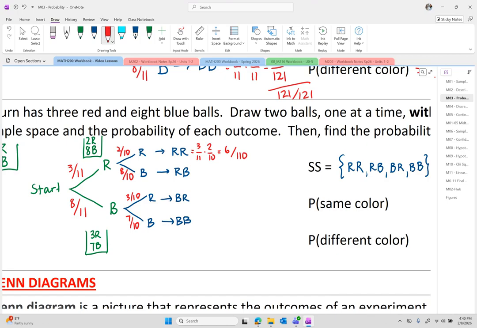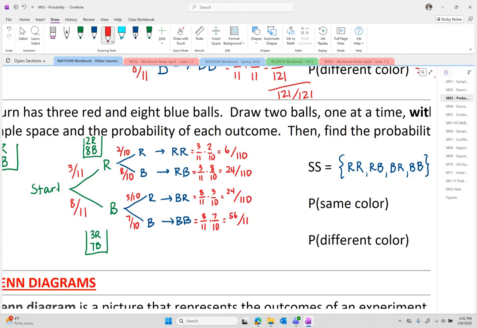Red blue will be 3 out of 11 times 8 out of 10, and that is 24 out of 110. Blue red is 8 out of 11 times 3 out of 10, which is 24 out of 110. And finally, blue and blue is 8 out of 11 times 7 out of 10, and this is 56 out of 110.